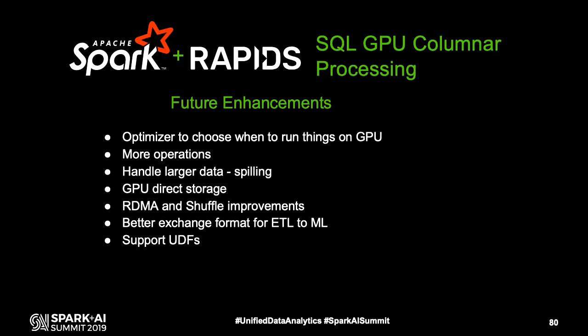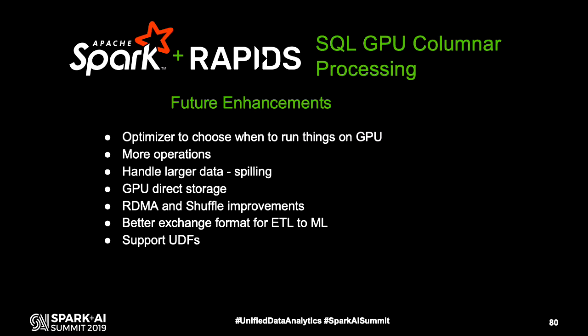We want to be able to handle larger data, so the spilling stuff similar to XGBoost. Right now, if it runs an operation on the GPU, it has to fit in memory. So we want to be able to handle spilling to handle large amounts of data. There's new hardware coming out, like GPU Direct Storage, which will help accelerate this even further. GPU Direct Storage lets the GPU read directly from NVMe drives. We're looking at RDMA and other shuffle improvements. If you're using a lot of GPUs, it's a whole lot faster to go GPU to GPU for shuffle rather than having to go back to the CPU across the network. So we're investigating some of those.